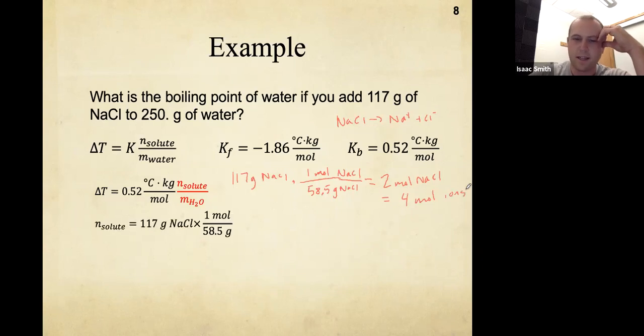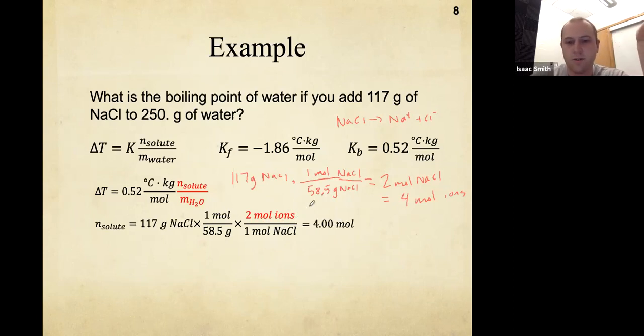And another way to look at it is what the PowerPoint has here, where we say 1 mole of sodium chloride gives us 2 moles of ions, using like a conversion factor. Tells us that we have 4.0 moles of solute ions.